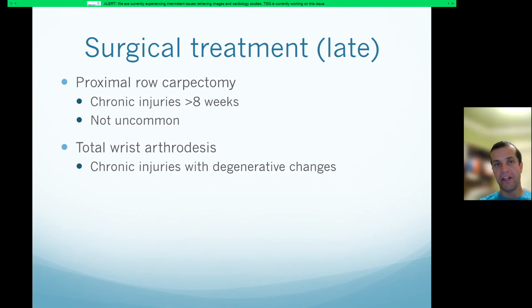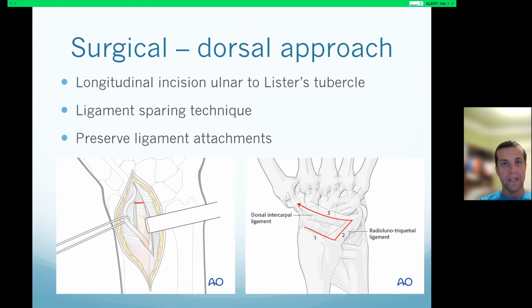For late presentations, the repair is not always possible, and salvage procedures could be necessary, like proximal row carpectomy or total wrist arthrodesis in patients that already have degenerative changes for extremely late presentations.